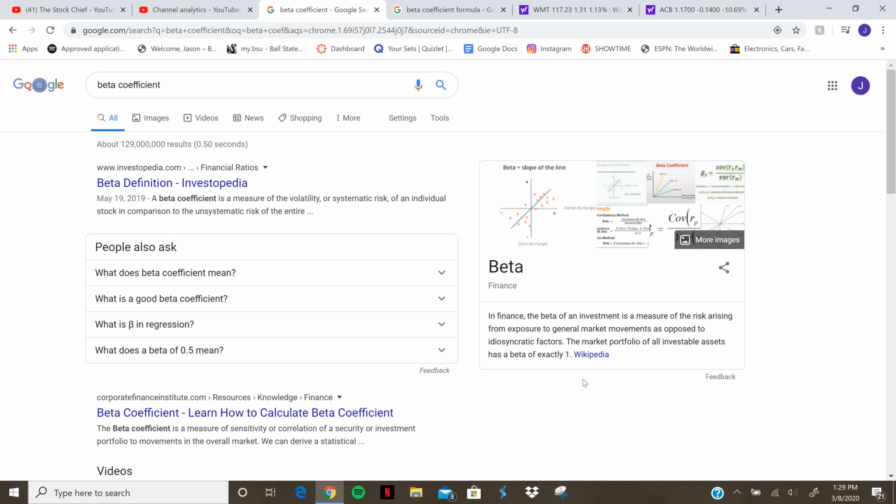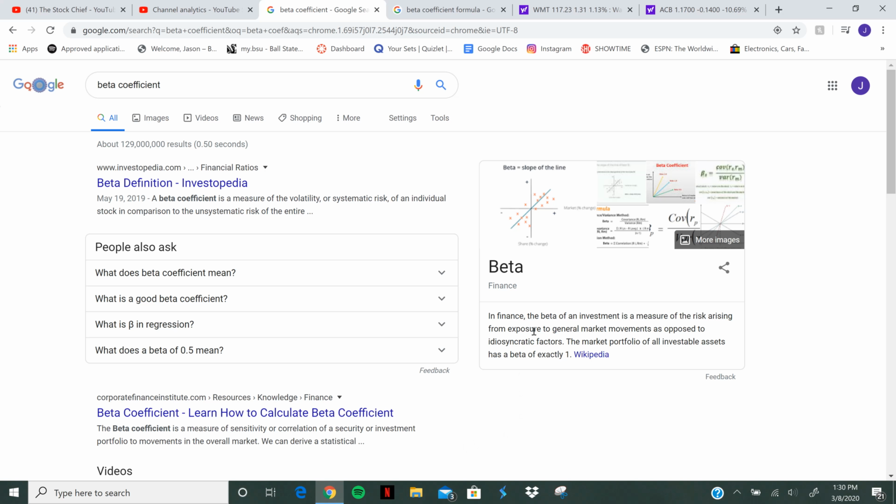So basically what that means is this number is going to be how risky an investment is, whether that's a stock, and I don't know whether mutual funds have it or not, but for the sake of this video, how risky a stock is. When it says the market portfolio of an investable asset has a beta of exactly 1, that means the beta of the entire stock market is 1. So if you see a stock that has 0.5 beta, as you guys see here, that essentially means that the stock you're investing in is half as risky as the stock market.